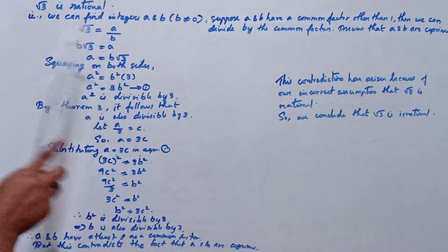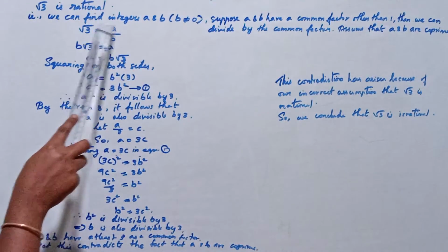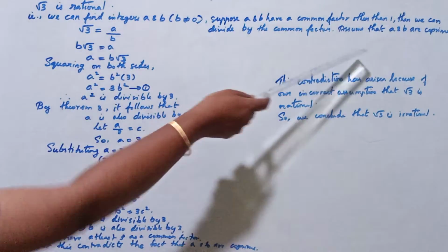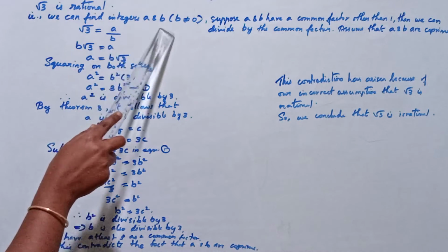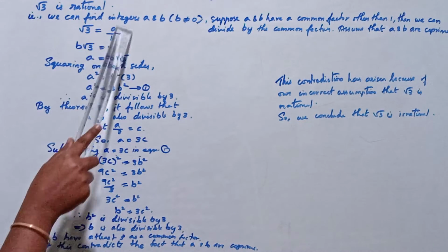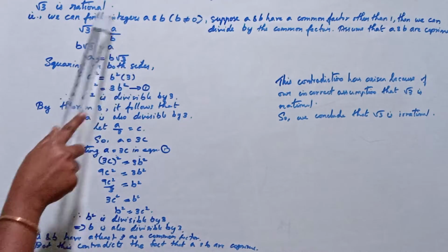The most important thing is you have to mention that we are taking integers a and b where b is not equal to 0, and you are assuming that a and b are co-prime. That is important. That means they do not have common factors other than 1. Then square root of 3 is a by b. This is the form of a rational number.